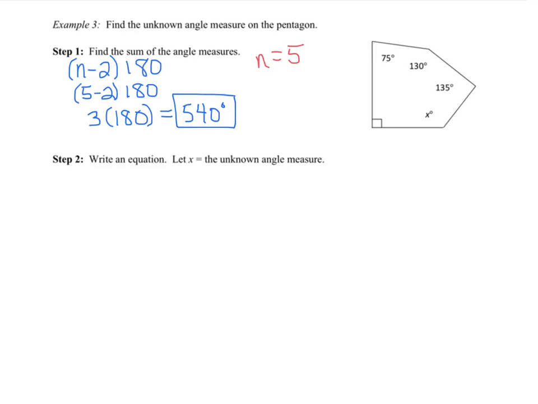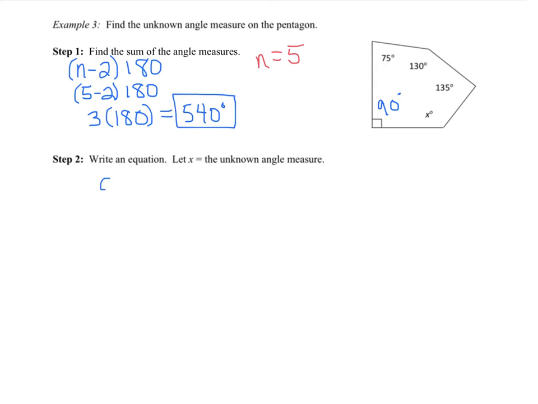Now in step 2 it says, write an equation, let x equal the unknown angle measure. So let's look at the diagram, the figure. Let's look what we have here. We have a box which indicates that's a 90-degree angle. We know another angle is equal to 75 degrees. We have 130 degrees as one angle, 135, and then x. And we want to find x. So we're going to set up an equation.